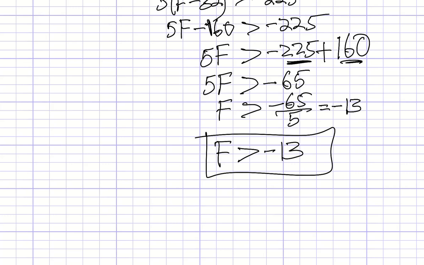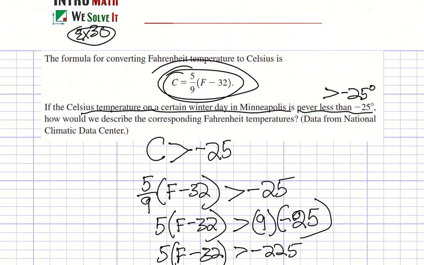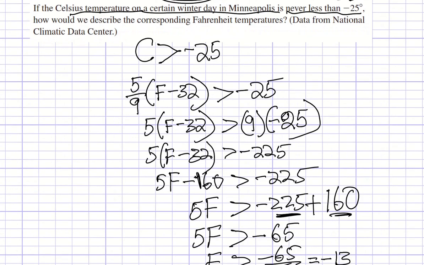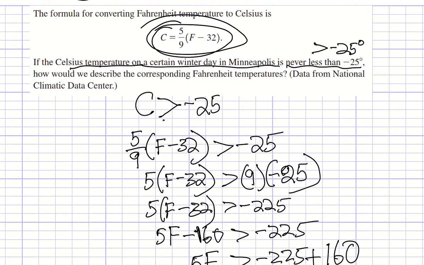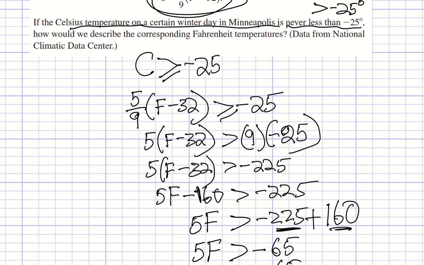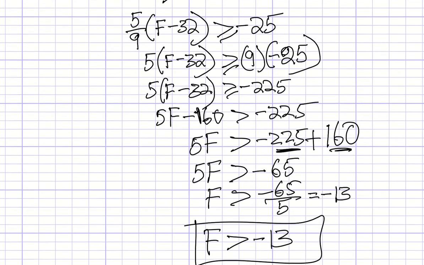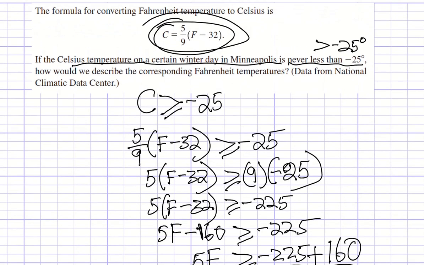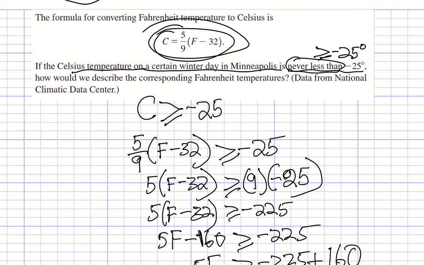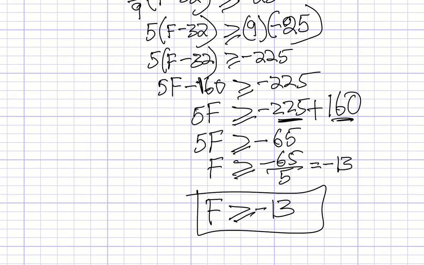Well, did I make a mistake? Hang on a minute, let me see something. I think there's one little mistake I made, because it says it's never less than. What does that mean? It's never less than means it's greater than, or it can also be negative 25. So sorry about that. We'll have to put here greater than or equal to. You gotta be careful with the signs, man. Never less than means greater than or equal to, because 25 is included too. So that's the only mistake I made.